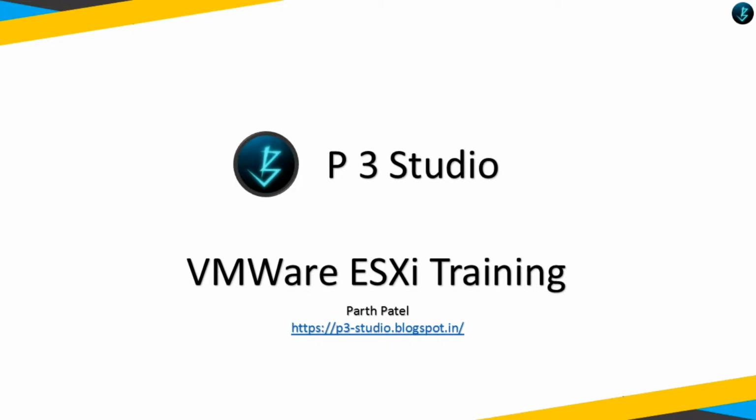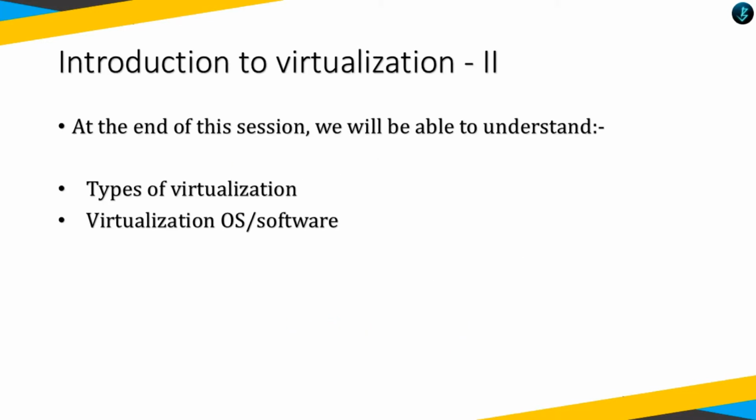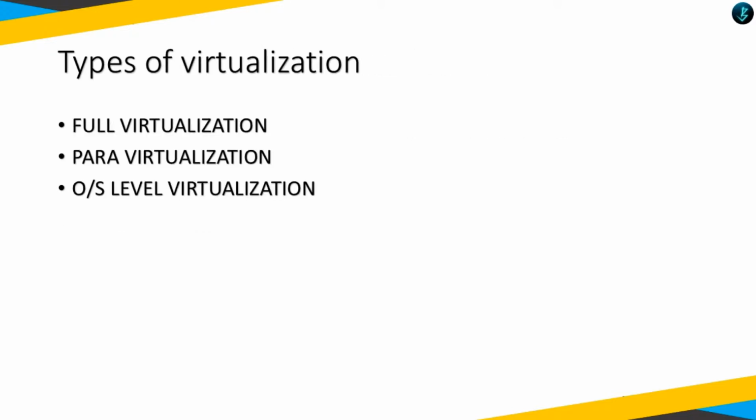So what we're going to learn in this session? In this session, we're going to learn about types of virtualization, what are the operating systems available for virtualization, as well as what are the softwares for virtualization. So, types of virtualization. Full, para, and OS level virtualization are the main types of virtualization. Although you may have heard about desktop virtualization and application virtualization, right? But for the ESXi training purpose, we're going to focus on these three virtualizations.